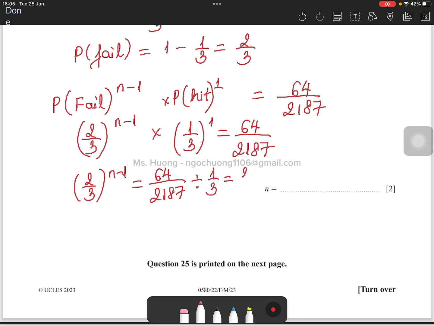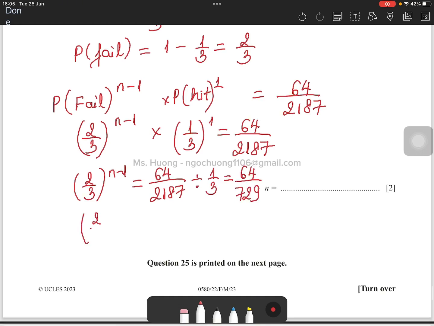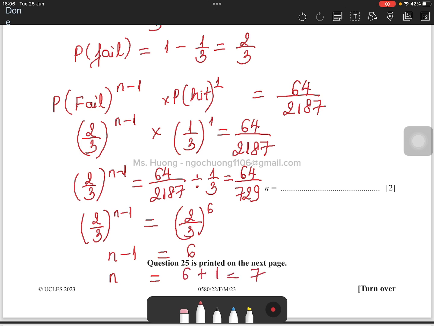which equals 64 over 729. This means 2/3 to the power of n minus 1 equals, 64 is 2 to the power of 6, and 729 is 3 to the power of 6. So this is 2/3 to the power of 6. This means n minus 1 is equal to 6, so n is 6 plus 1 equals 7. So 7 is the final answer.